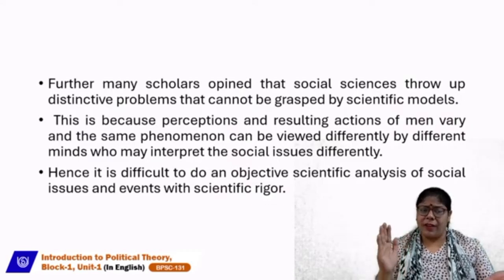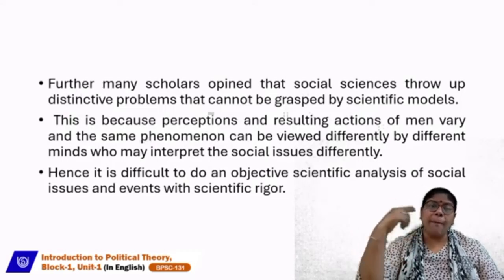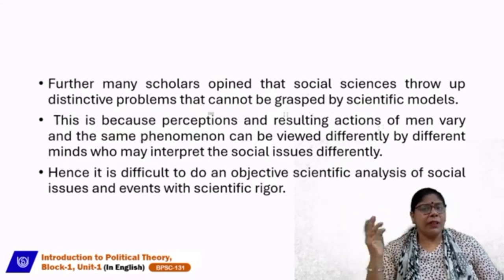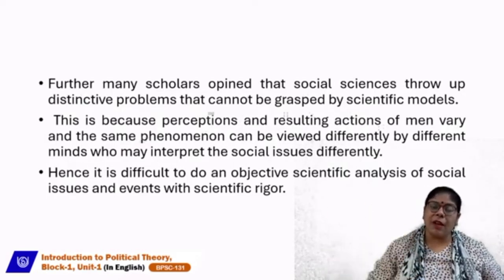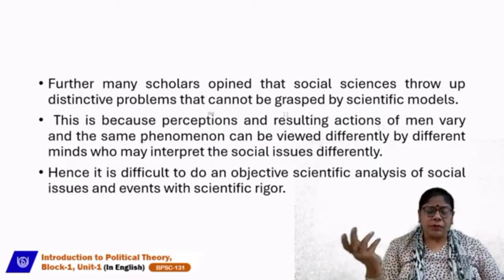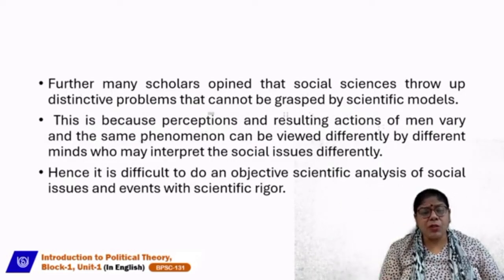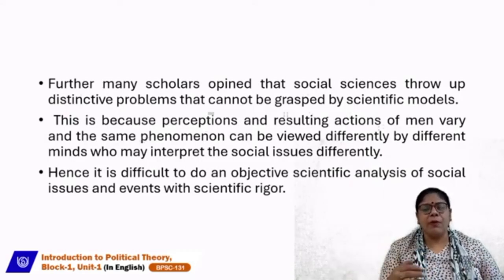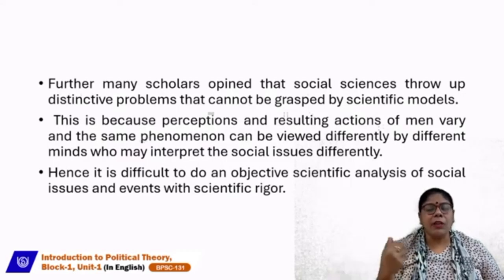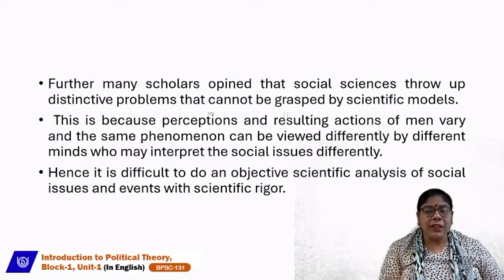So it is very difficult to do an objective scientific analysis of social issues, which the empirical approach was talking about. How can it be objective? How can there be one solution to each and every problem? In society, we all have issues, and the issues are different according to our subjective lives. So it is very difficult to deal with these social issues with scientific rigor.